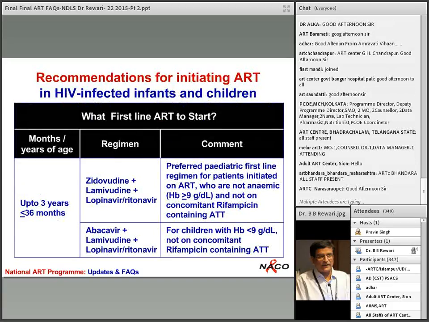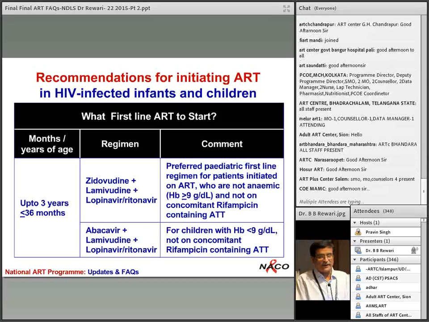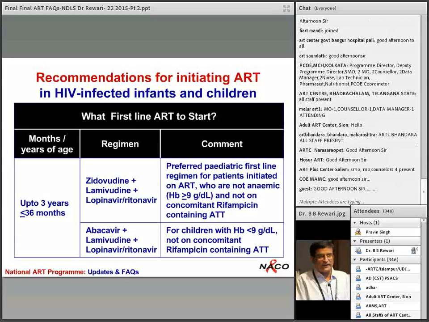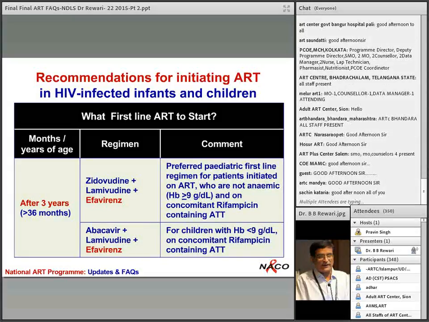Again, this is just to write the same in a format. Up to 3 years, zidovudine, lamivudine, lopinavir, ritonavir for non-anemic; for anemic, abacavir, lamivudine, lopinavir, ritonavir. Above 3 years, Efavirenz replaces lopinavir, ritonavir.